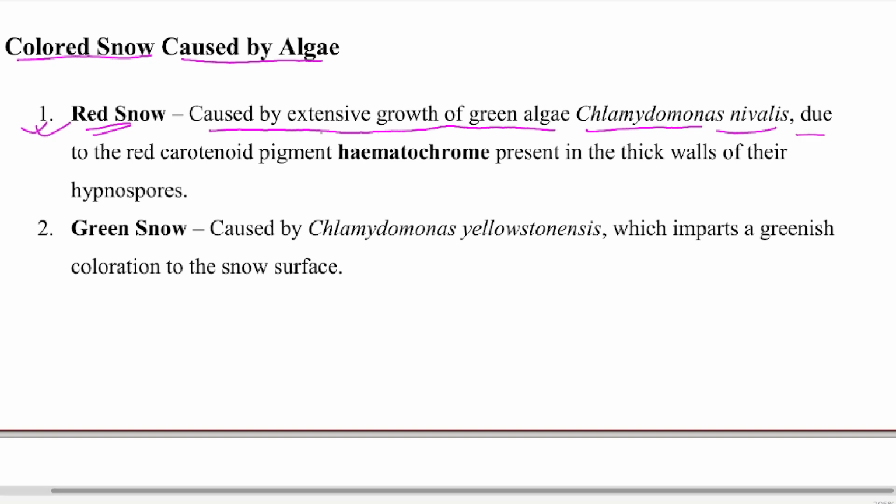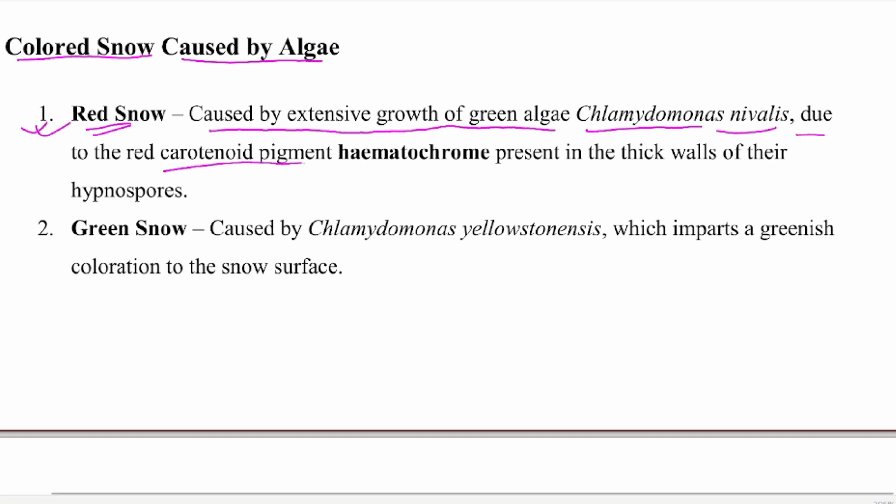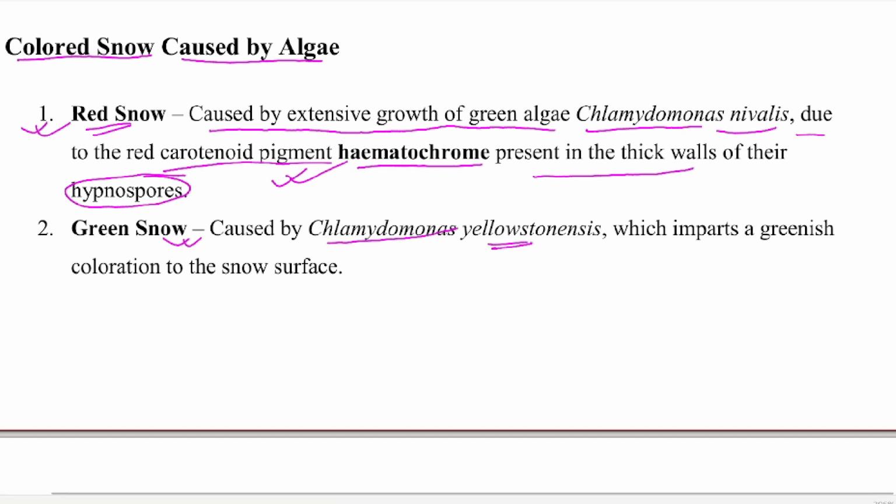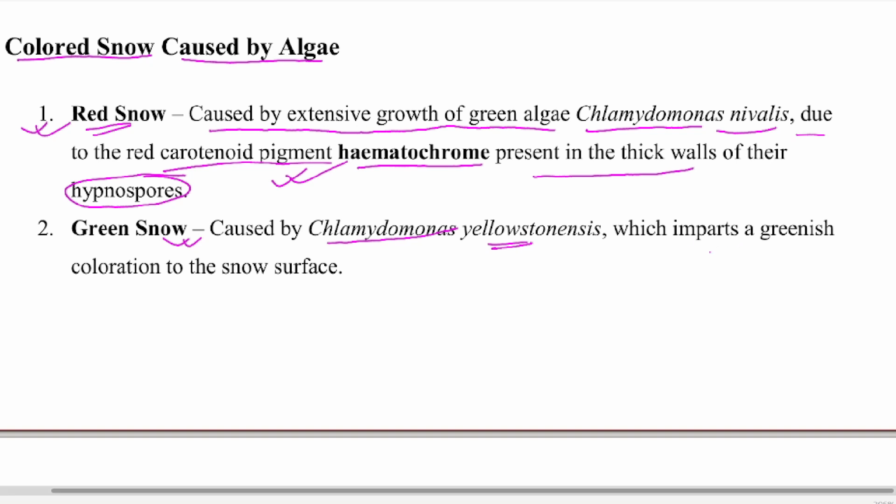It is due to the red carotenoid pigment, and the pigment present in this algae is hematochrome, present in the thick walls of their hypnospores, that is, a resting spore. Because of this red carotenoid pigment, it keeps a red color in the snow, and so it is called red snow. Next is the green snow, caused by the same genus Chlamydomonas, but the species is different, that is Chlamydomonas yellowstonensis, which imparts a greenish coloration to the snow surface.